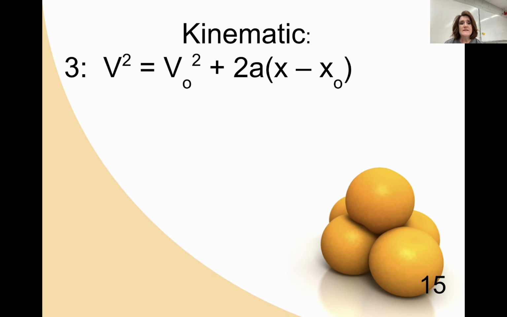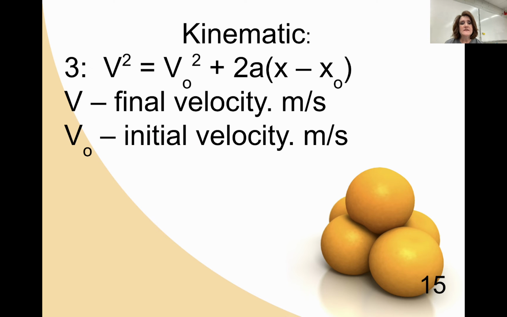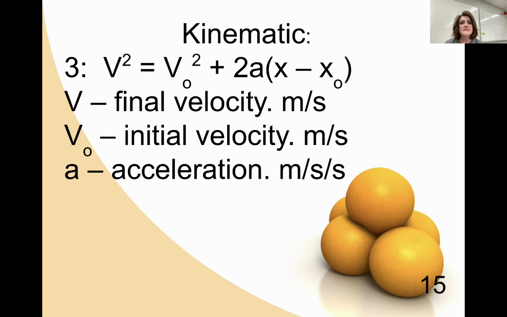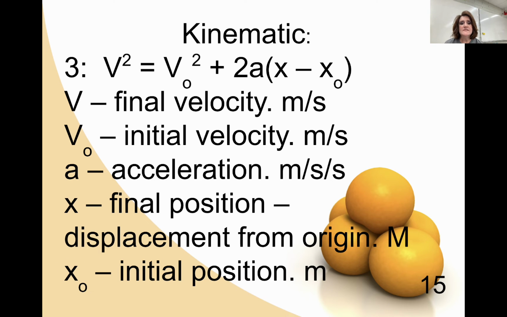Kinematic 3 is v squared is equal to v naught squared plus 2a delta x, or x minus x naught. V is the final velocity in meters per second. V naught is the initial velocity in meters per second. A is the acceleration in meters per second. X is the final position or the displacement from the origin in meters. And x naught is the initial position in meters.